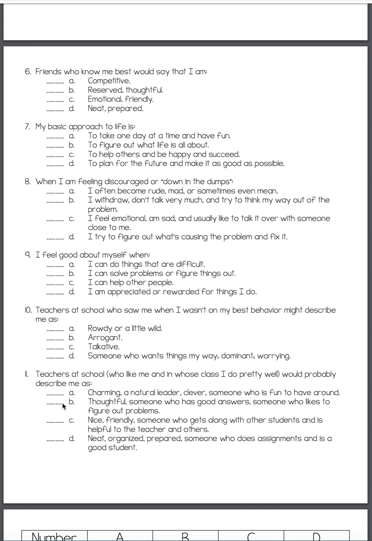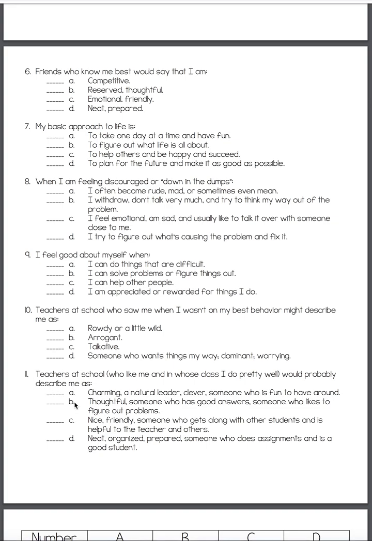And 11, teachers at school who like me and whose class I do pretty well in. So think about the teachers who like you and whose classes you've done well in. How would they describe you? A, charming, a natural leader, clever, someone who's fun to have around. How would teachers, think about teachers, not your friends.